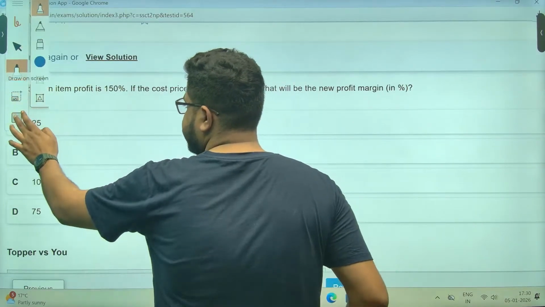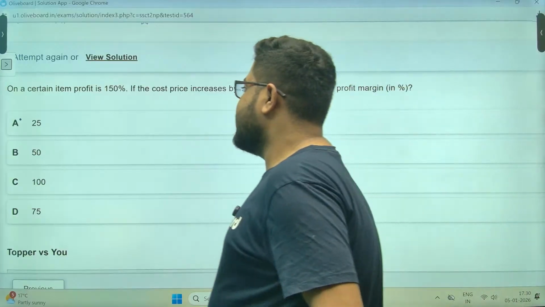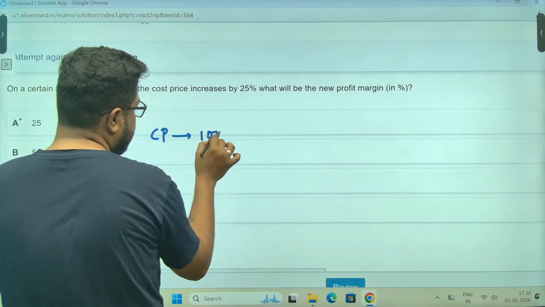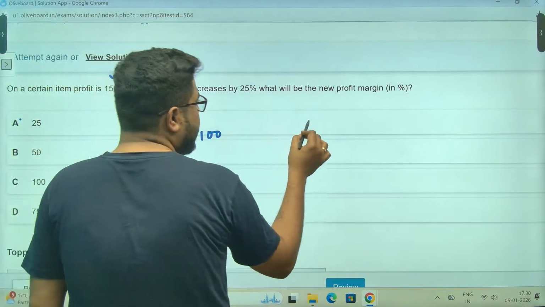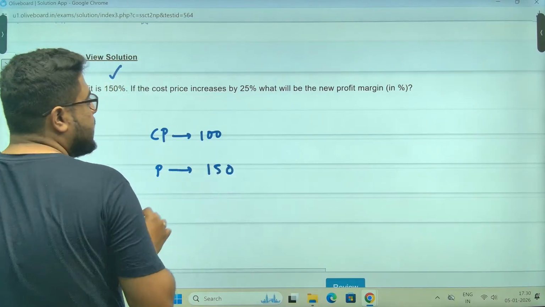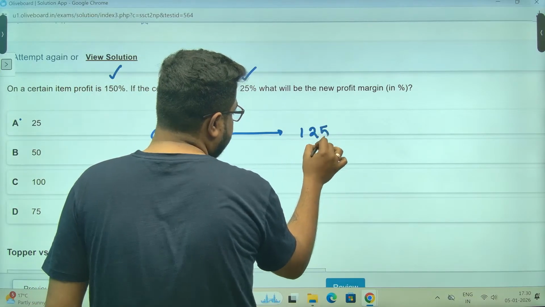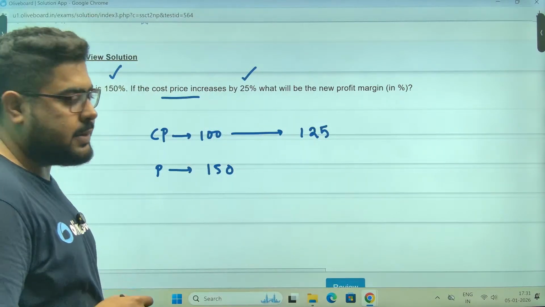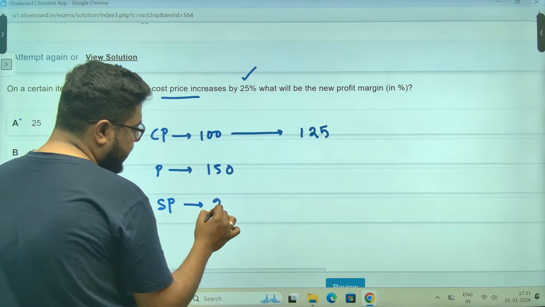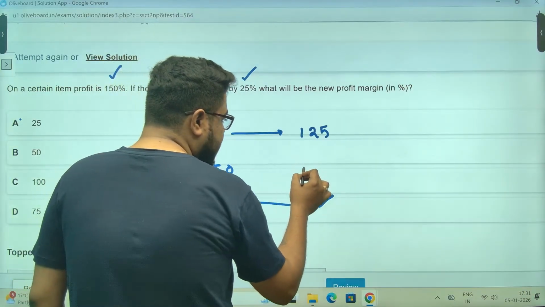Certain item profit is 150. So certain item CP is 100 rupees. Profit is 150%, so profit is 150. Now CP increased by 25%, so it becomes 125. New profit margin will be what? Profit 150, meaning initially SP was 250. Now SP has remained the same. So that means new profit is how much?